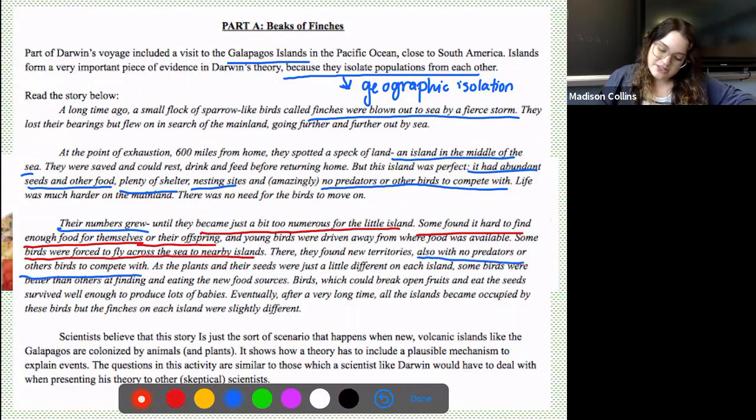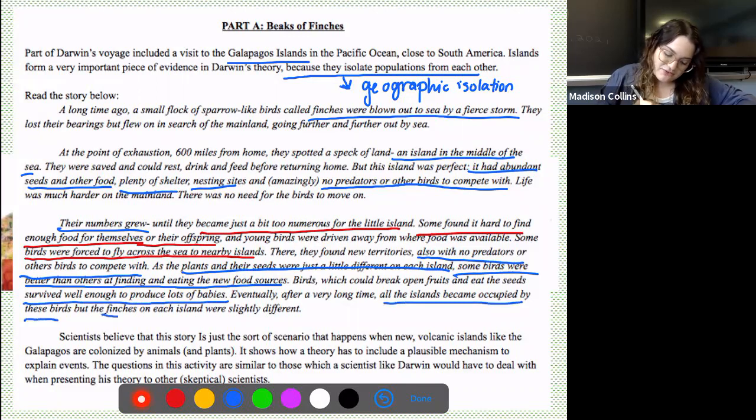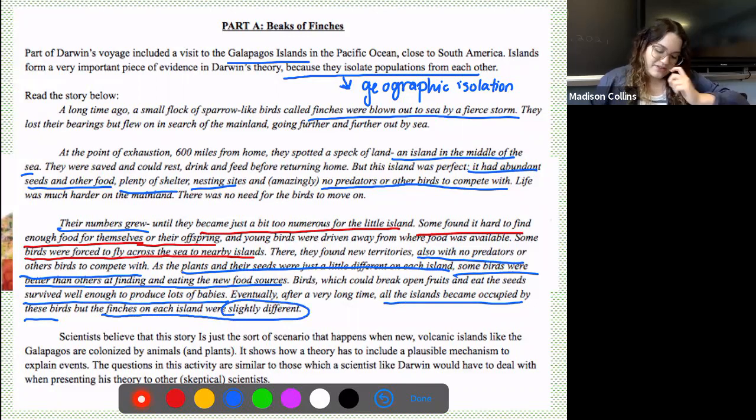As the plants and their seeds were just a little bit different on each island, some birds were better than others at finding and eating the new food sources. Birds which could break open fruits and eat the seeds survived well enough to produce lots of babies. Eventually, after a very long time, all of the islands became occupied by these birds, but the finches on each island were slightly different. Scientists believe that this story is just the sort of scenario that happens when new volcanic islands like the Galapagos are colonized by animals and plants.